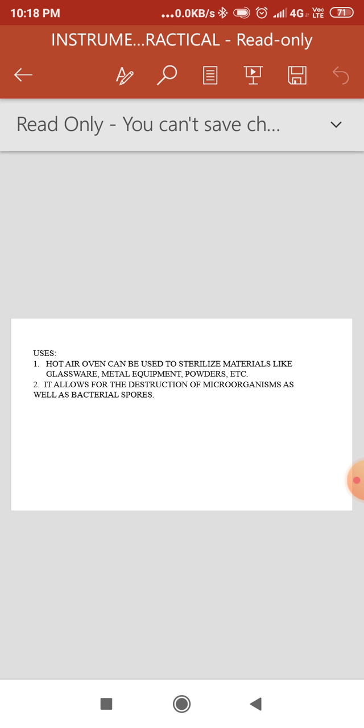So these are the three instruments which we require in a microbiology lab. There are again more instruments I will tell you in the next session.